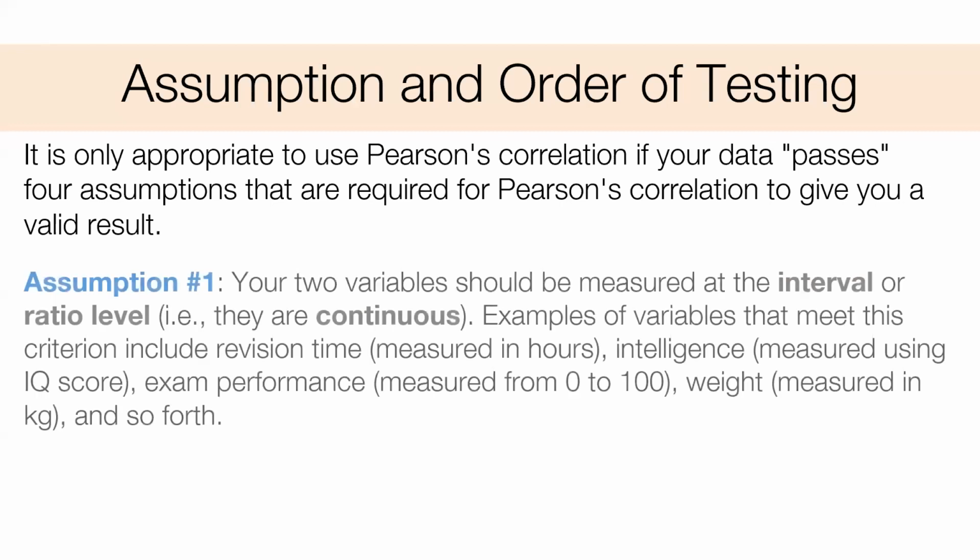First assumption, which is the usual assumption of many parametric tests: your two variables should be measured at the interval or ratio level. That is, they are continuous. That's why interval or ratio only. Both of them interval, okay? Both of them ratio, okay? One is interval, one is ratio. That is also okay. Clear?